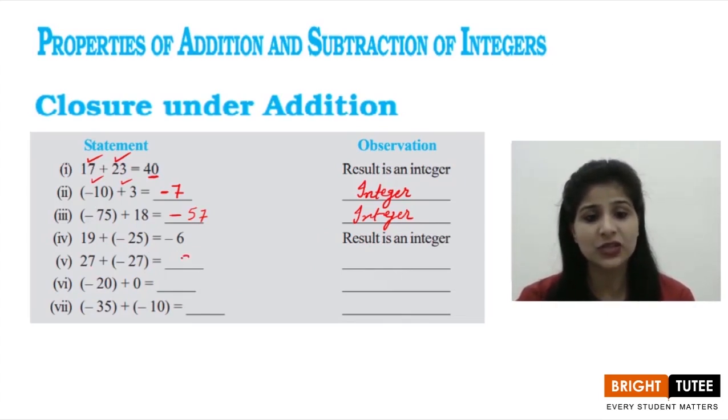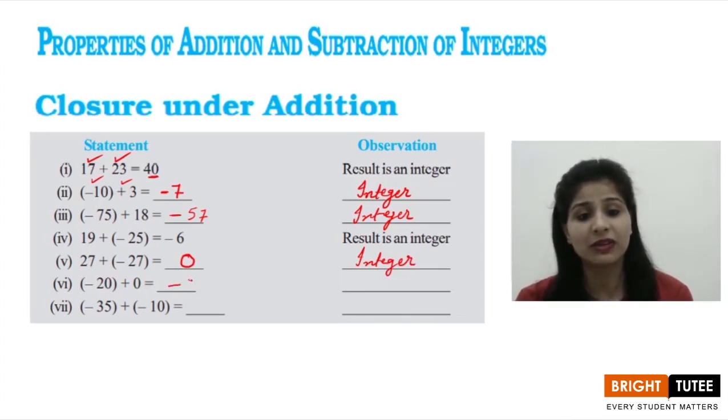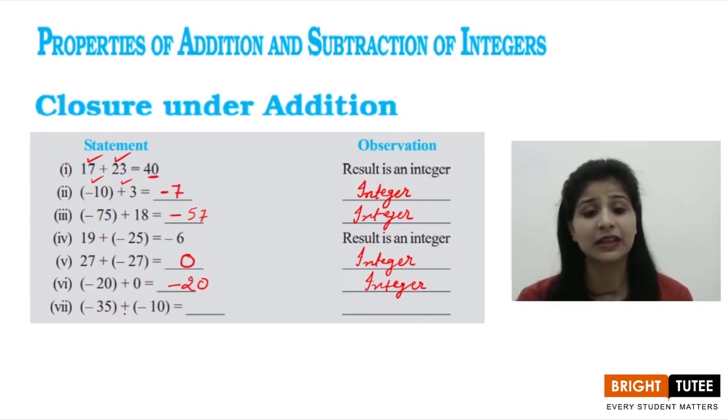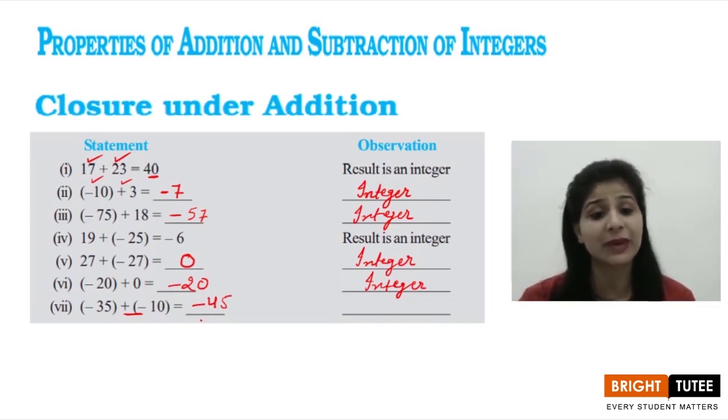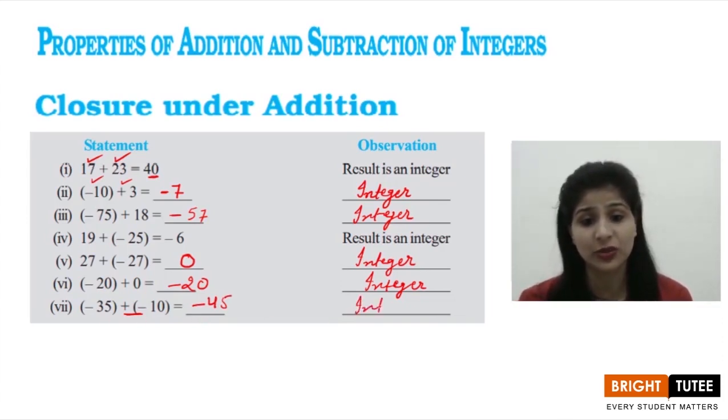Minus 27 and plus 27, it will be 0. Is 0 an integer? Yes, it is an integer and it is neither positive nor negative. Keep that in mind. Minus 20 plus 0, we will be left with minus 20 and yes, it is an integer. The last statement we are left with says minus 35 plus minus 10, plus and minus is minus. So we are going to get minus 45. Minus 35 minus 10 is minus 45 and yes, it is also an integer.